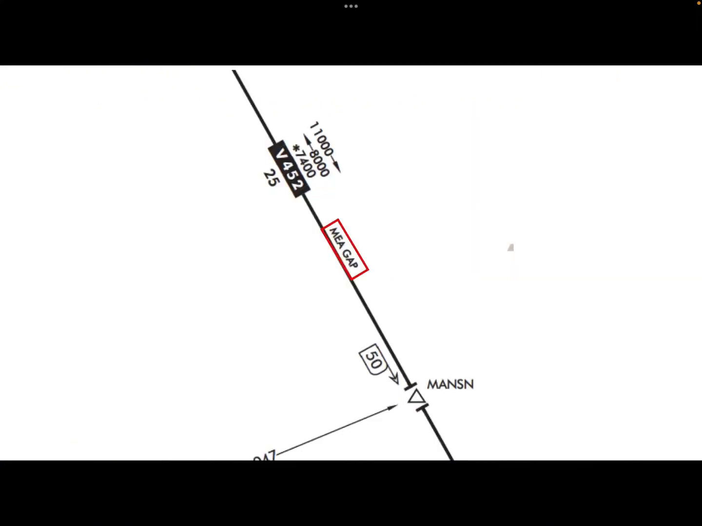You may also see an MEA gap, as I mentioned earlier, on your charts. When you see this, it is telling you that this portion of the route cannot ensure VOR signal coverage, and it has been authorized by the FAA. So if traveling along a route with an MEA gap, pilots will want to use alternatives to VOR navigation.